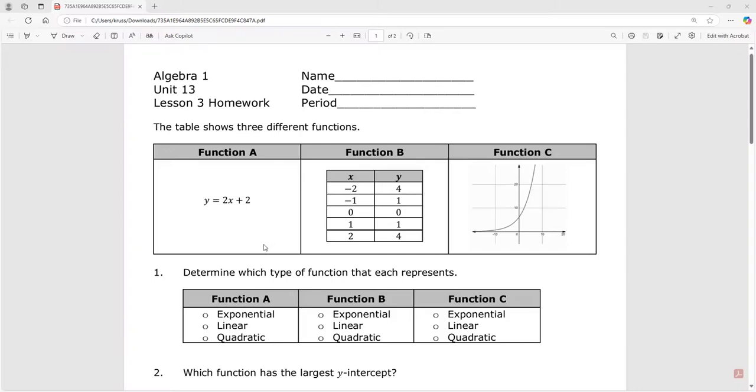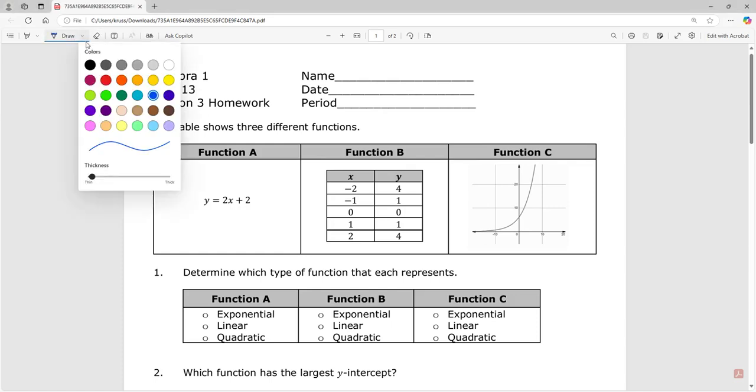All right, so we're getting into lesson 3 of Unit 13, which is just a comprehensive review of all the stuff that we've talked about over the course. And this one specifically covers comparing the key features of functions. So what are the key features of functions, right? Well, the y-intercept is a key feature of functions.